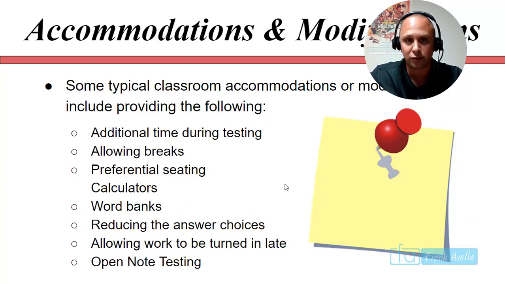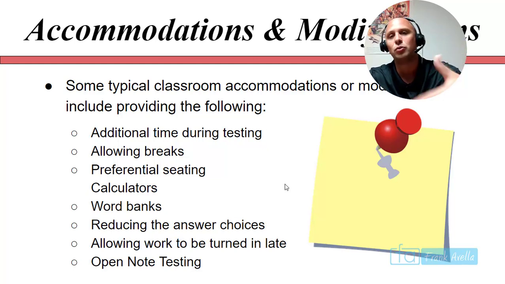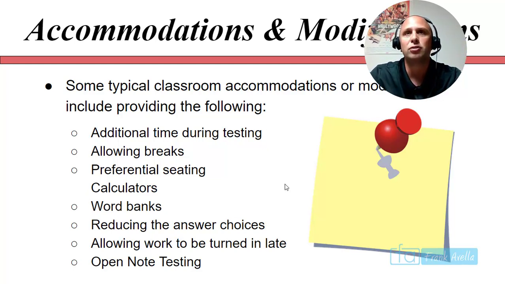Here's a list of a bunch of them. Some typical classroom accommodations and modifications: additional time during testing, allowing breaks, preferential seating, providing calculators, word banks, reducing answer choices, allowing work to be turned in late, open note testing. These are all ways you can help the special needs student achieve success.